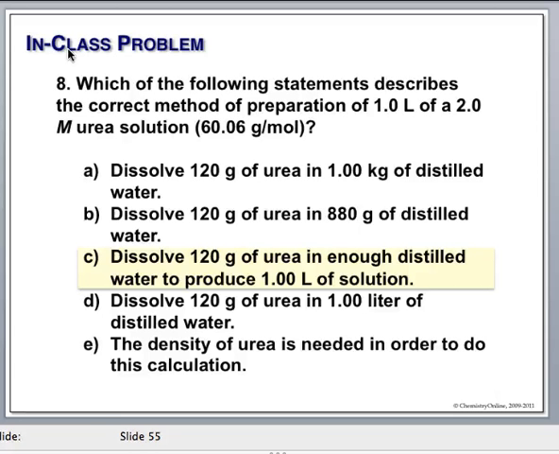In 140, you will learn how to make a 1 molal solution. With that, you do it the opposite. You take 1 kilogram of water, then add the urea. But that's 140.